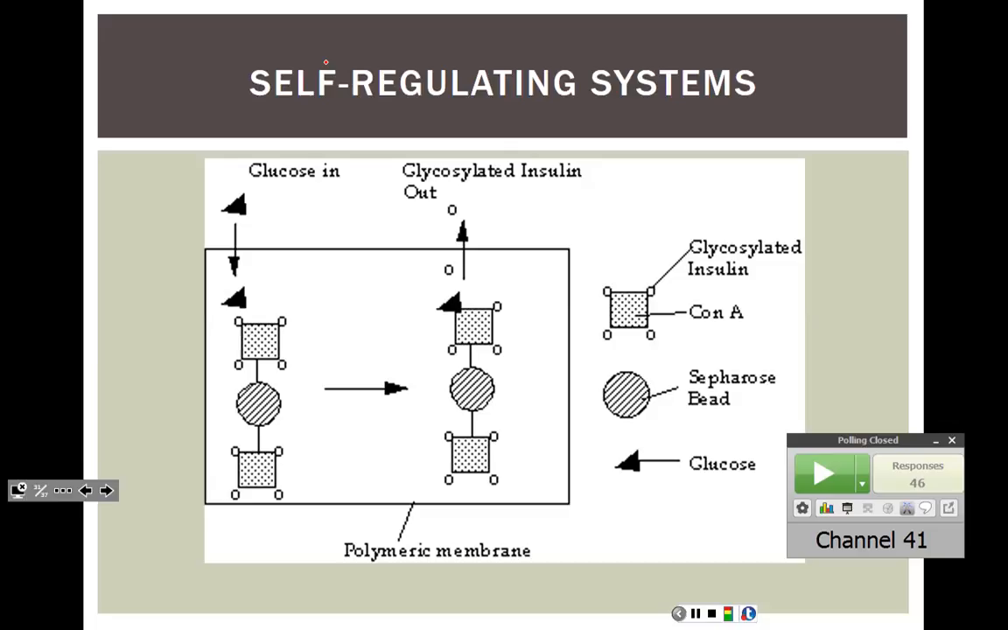So we have a Sepharose bead. This is basically just an inert molecule that you can attach things to. And that is conjugated to a protein called concanavalin A. And con A will bind to sugars. It's a lectin. I'm talking about lectins in immunology. Lectins are just proteins that bind to different sugars.